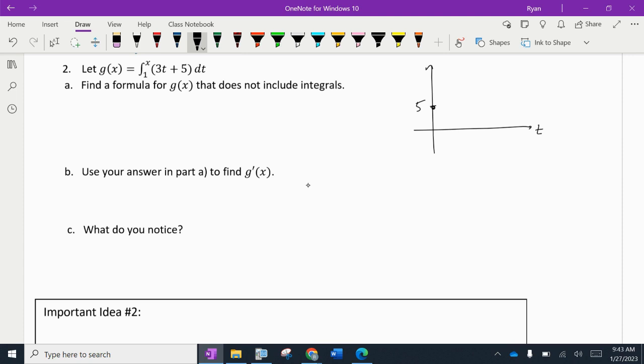Just like the 3t plus 5, it's just a linear graph, right? What does the 3 represent? Slope. So it has a positive slope. It's going up something kind of like this. So the graph 3t plus 5 looks something kind of like this.